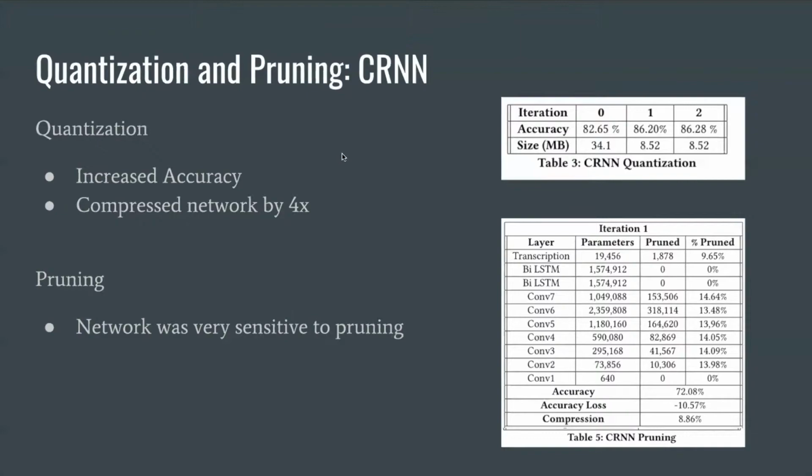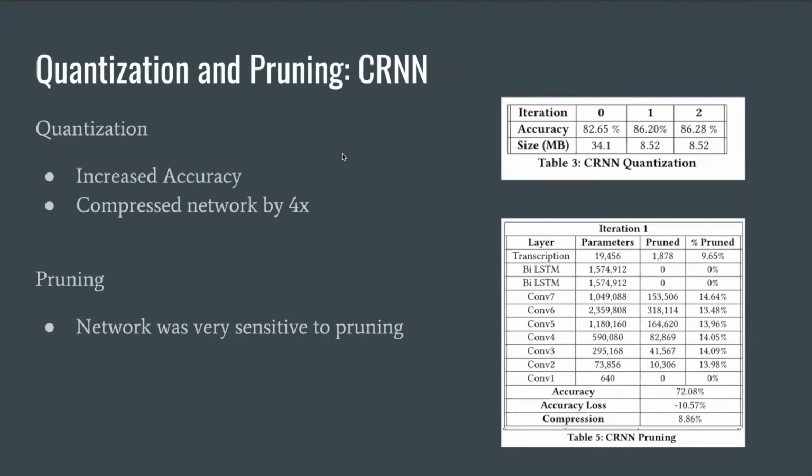And you can see the results of our quantization in the top right, where iteration 0 represents before any quantization took place. 1 is our first round of quantization, and then 2 is after training and quantizing again. We can see that the accuracy didn't improve much, so we decided to stop after 2 iterations.